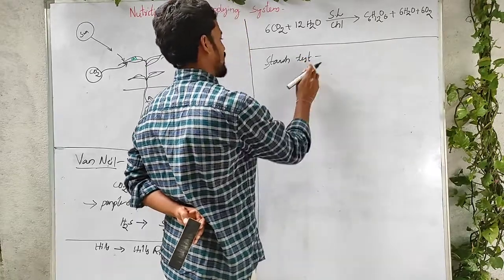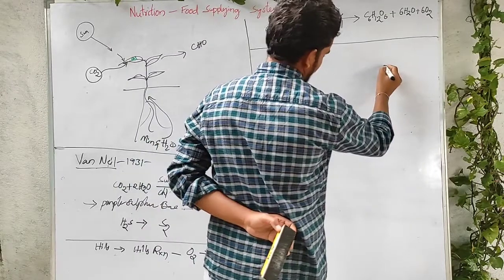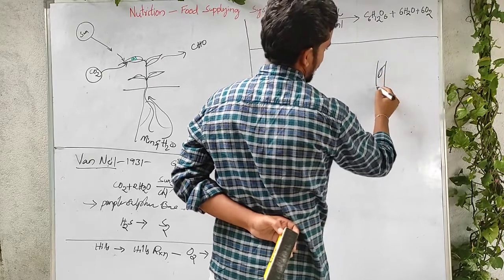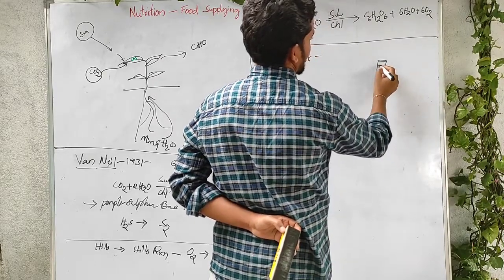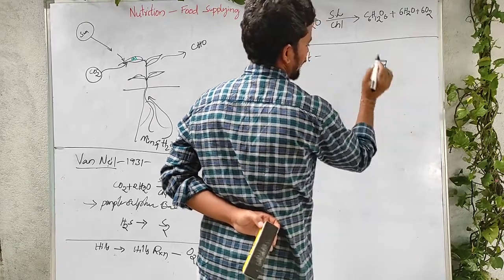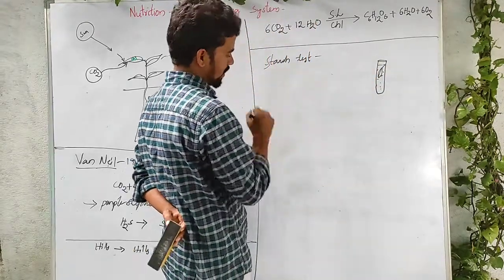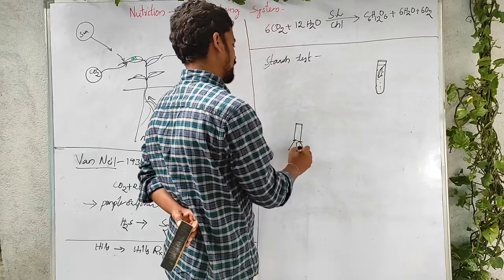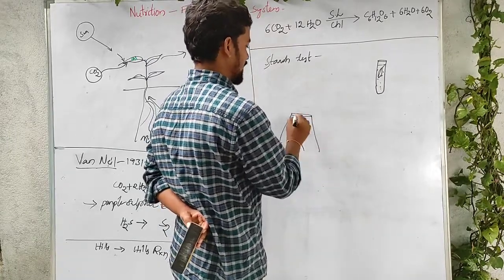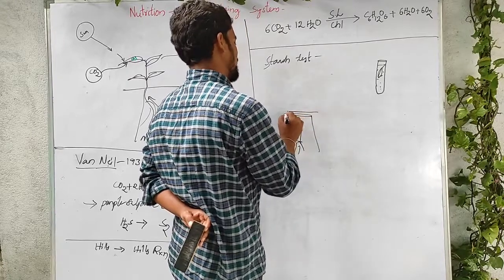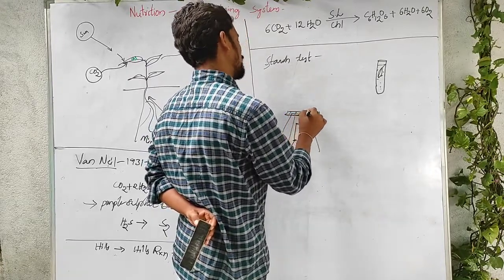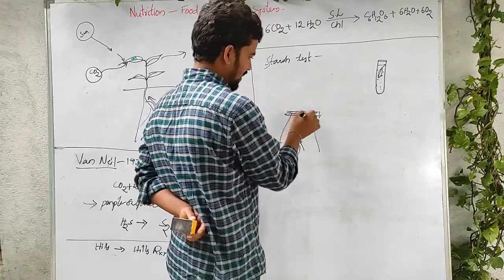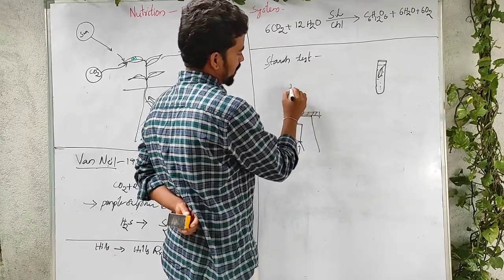First, we have to take a small leaf and put it into a test tube, and add methylated spirit to it. Next, we take a Bunsen burner and put a tripod stand on it. On that we arrange a mesh or cage which is coated with asbestos. The asbestos coating will be white in the middle.